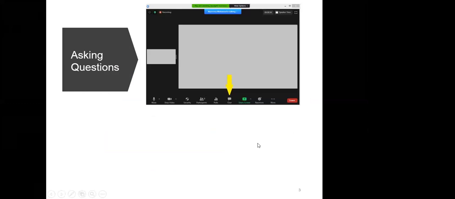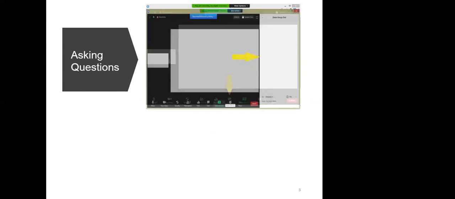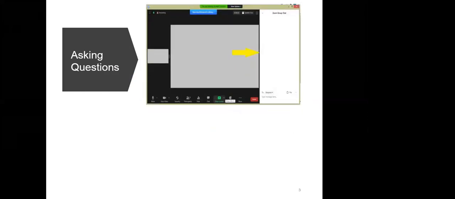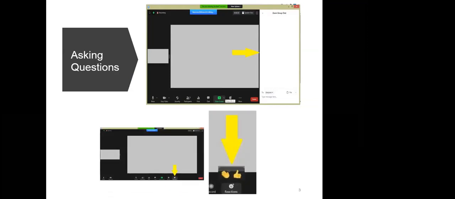Then the next one is to ask questions. If there are any questions coming through, have a look at the bottom of your screen. There's a little chat function, and when you click on it, it opens up the chat screen. You're more than welcome to add all your questions in there, and we will field the questions as we go on or at the end in the Q&A session. Also, there's a little reaction button at the bottom of the screen that you can click to give us a wave or a thumbs up while we're going through this.